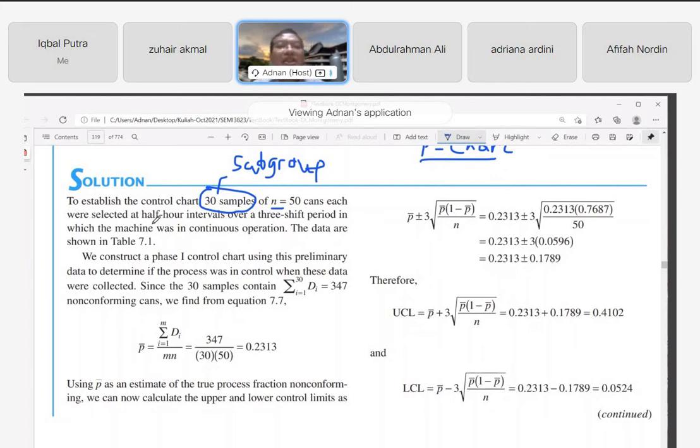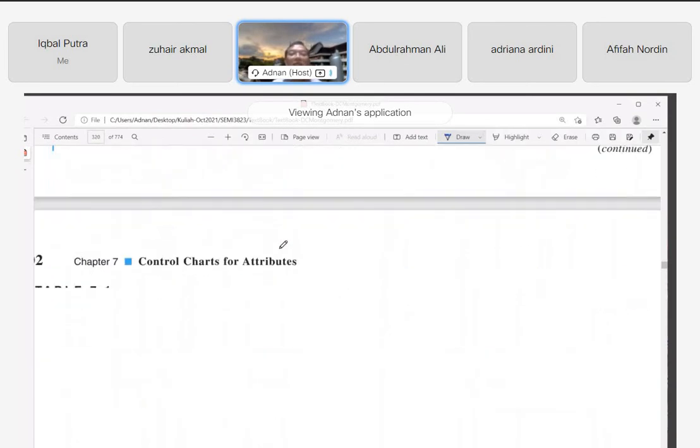Okay, over a 3-shift period, 3 shifts in which the machine was in continuous production. So the machine is running continuously. If the machine is stopped, you have to be careful because the stopping of the machine may affect the data that you collected. Okay, let's see table 7.1.